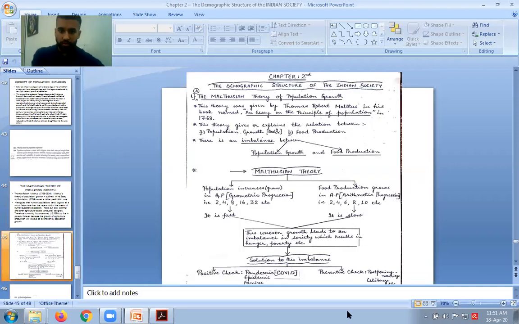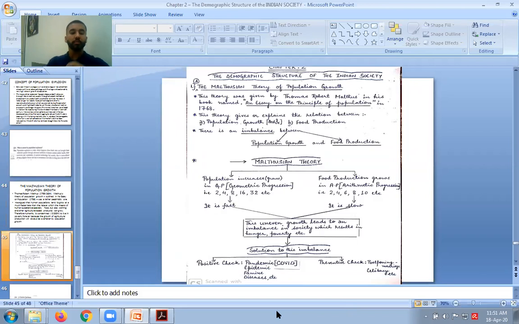This is a very good flow chart to understand this theory. As I've already told you, Malthus was worried about the relation between population growth and food production. He said that there is an imbalance between population growth and food production, and that the population grows at a much higher rate than the growth of food production.